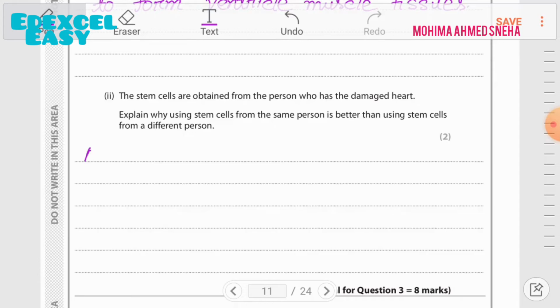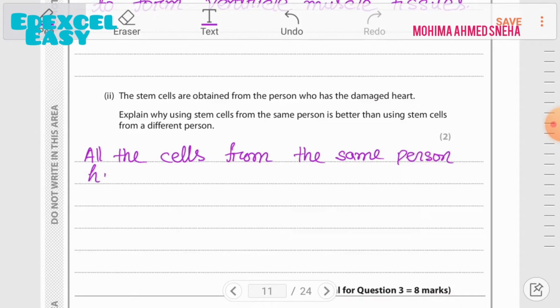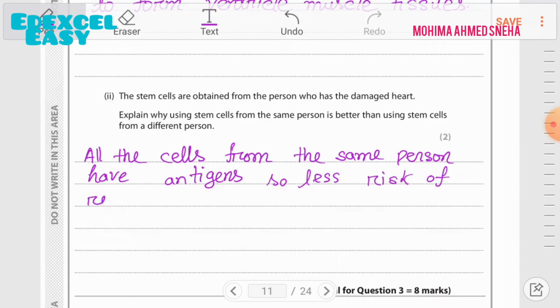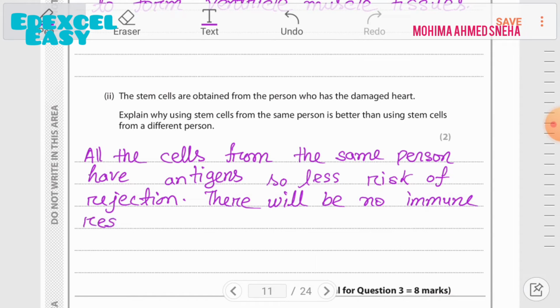Let's write it down. All the cells from the same person have the same antigens, so less risk of rejection, there will be no immune response, and no risk of infection.